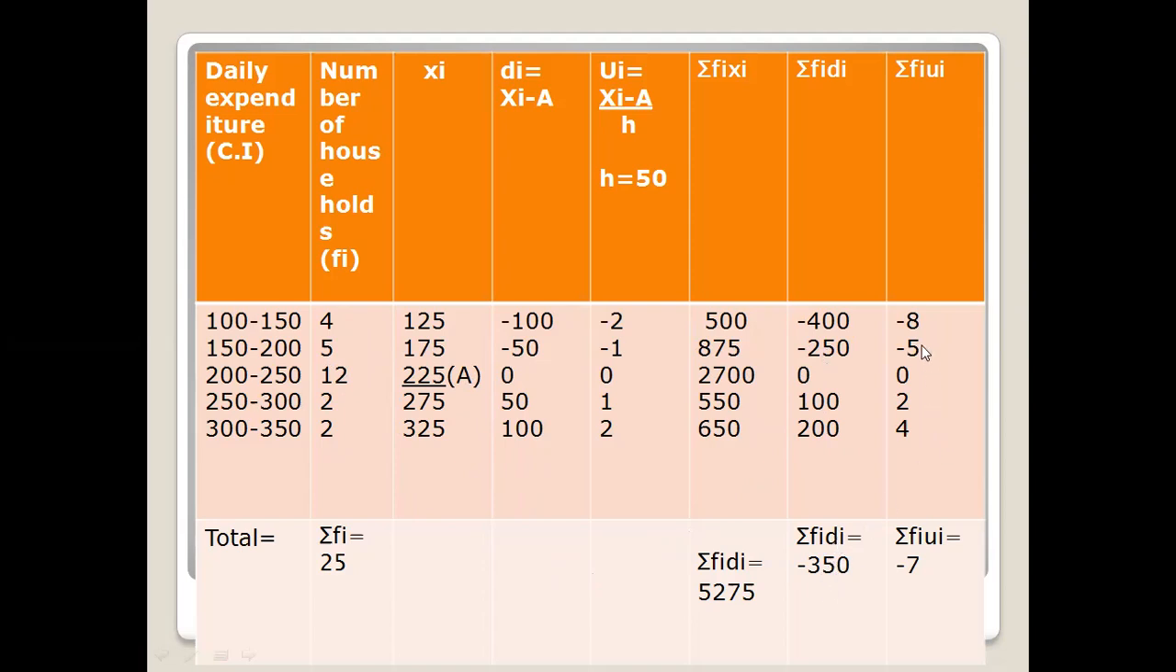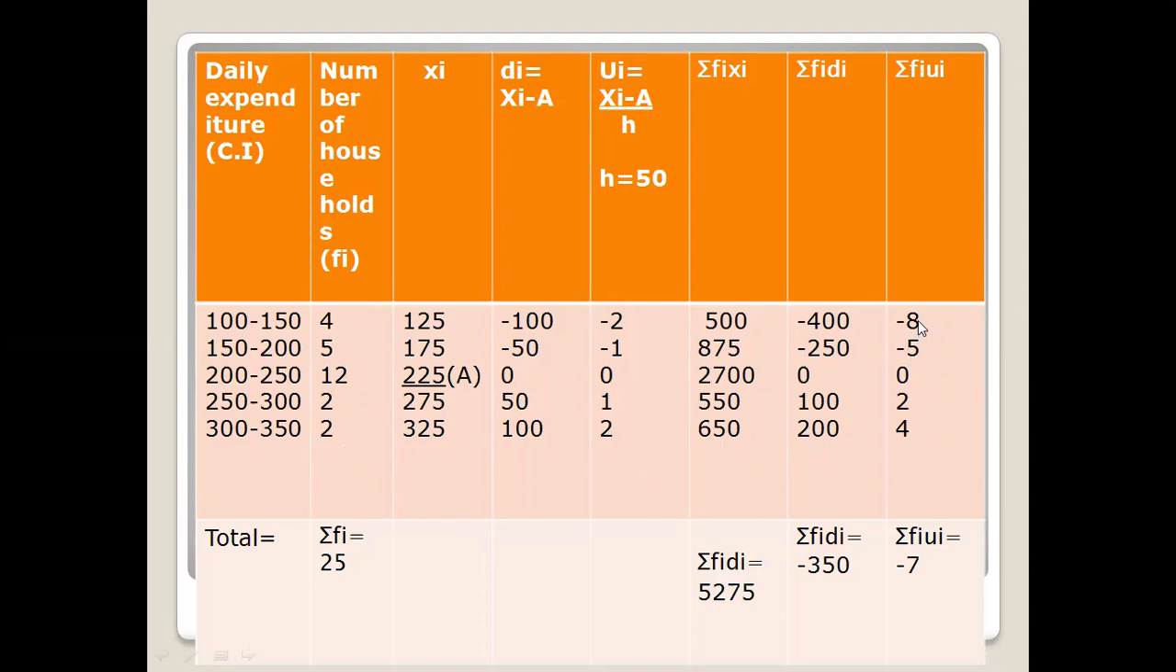Now UI columns. Multiply Fi UI. That is, Fi is 4 and UI is minus 2. 4 into minus 2, that is minus 8. 5 into minus 1 is minus 5. And 12 into 0, that is 0. And 2 into 1, which is 2. And then 2 into 2, that is 4.